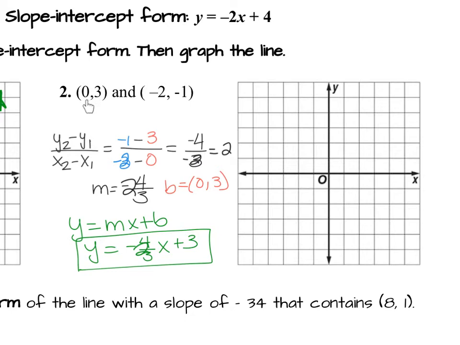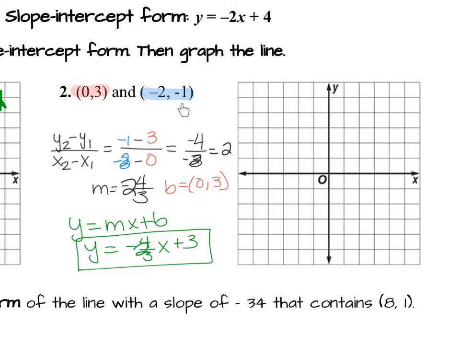I have 2 points, I have 0, 3, and negative 2, negative 1, so we'll go ahead and plug those two coordinates into our slope formula, which is y2 minus y1 over x2 minus x1. And so when we plug those in, again, our first coordinate that we have here is 0, 3, and I had that one as being my x1, y1, and then the second one that I had was negative 2, negative 1, which I had as being my x2, y2. So I plug them in here.